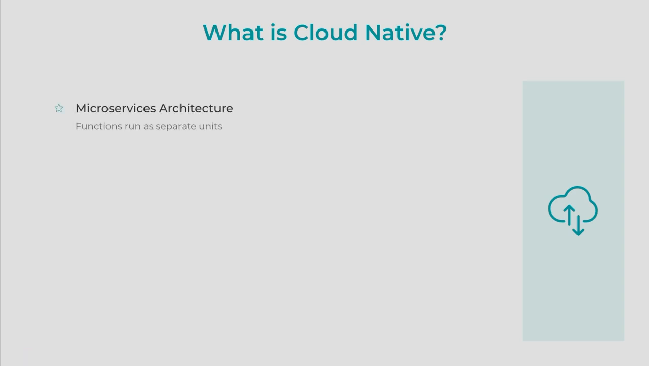And the first is a microservice architecture. Cloud native applications often use microservice architecture. This is an architecture in which each function or service runs as a separate unit, either in a domain-driven fashion or based on some other logic for isolating or separating the application components, and this allows for easier scaling and maintenance.